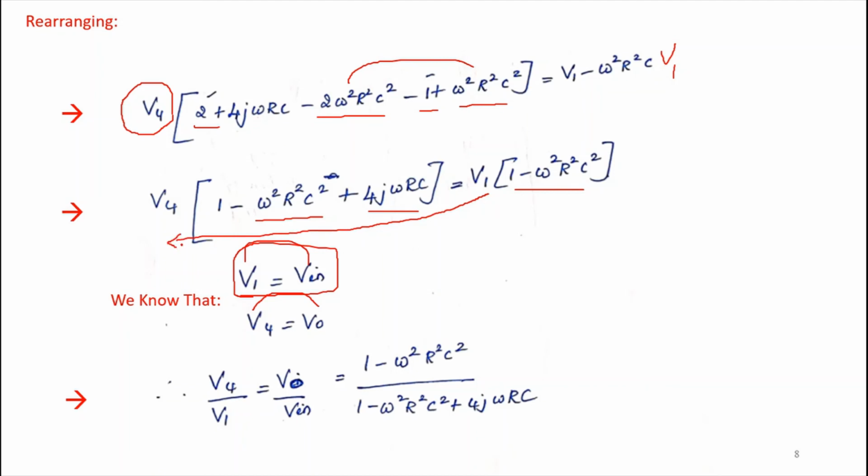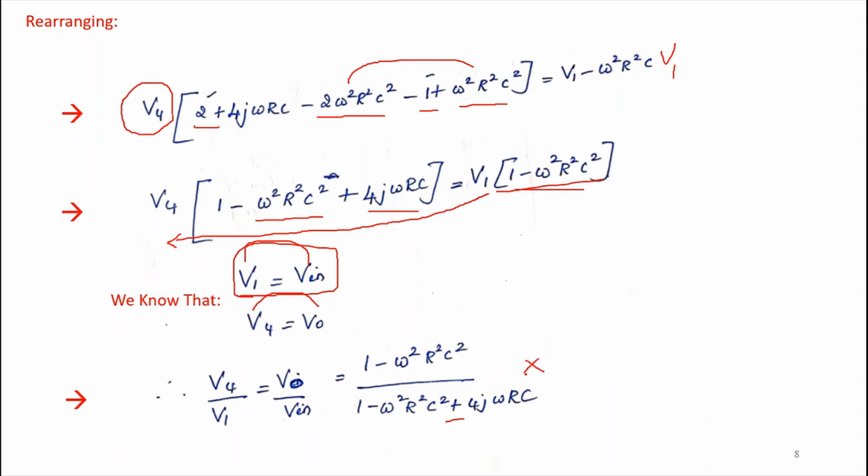So I'll get the new equation as 1 minus omega squared r squared c squared divided by this entire left hand side term, 1 minus omega squared r squared c squared plus 4j omega rc. So in the last class, when I was discussing the Wien bridge oscillator, what we did is, if you have a term in the denominator which is a complex number, you have to multiply and divide by the complex conjugate. So the next step is, we multiply and divide by the complex conjugate.